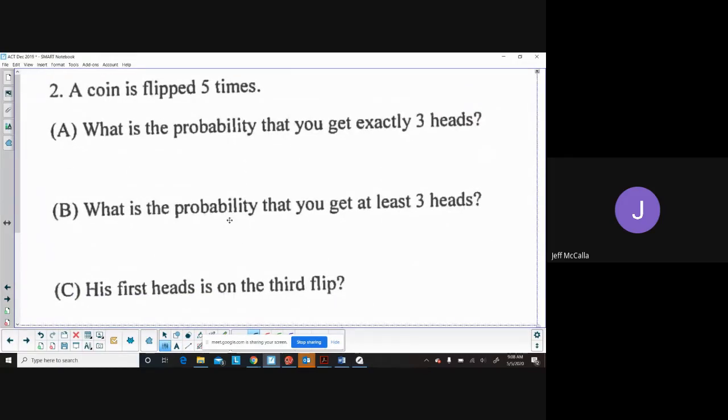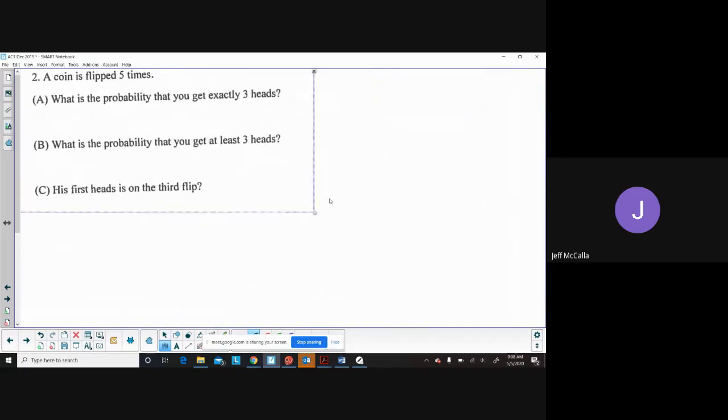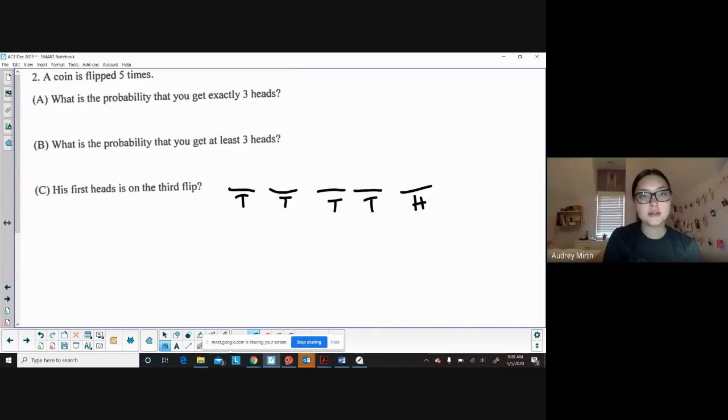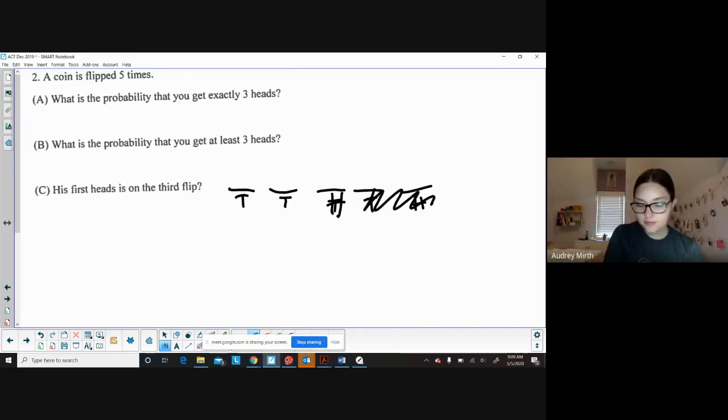Okay, a coin is flipped 5 times. The first heads is on the 3rd flip. Okay, so you're flipping a coin 5 times. 1, 2, 3, 4, 5. You want to get heads. So I want to get tails on this one, tails on this one, tails on this one, tails on this one, and then I want to get a heads. Does that make sense? Wait, don't you want it on the 3rd flip? Sorry. If you read it carefully, it actually says the 3rd flip. Thank you. So I think that's what you want, right?